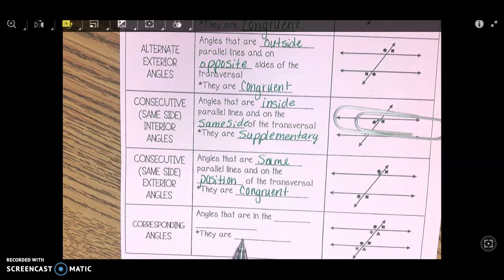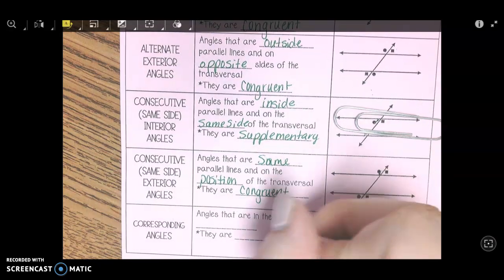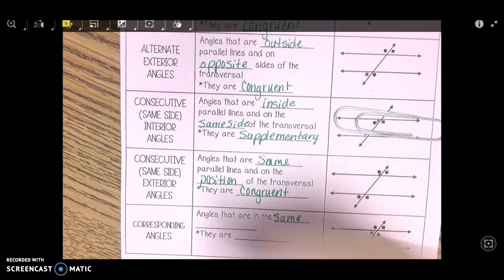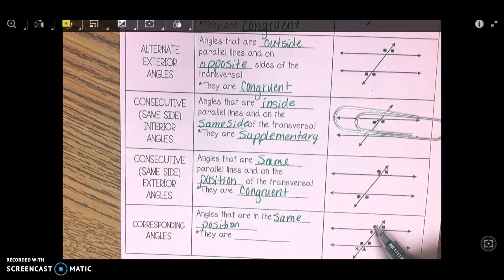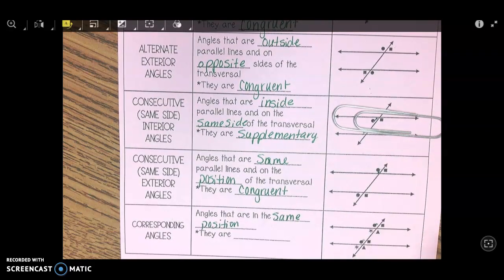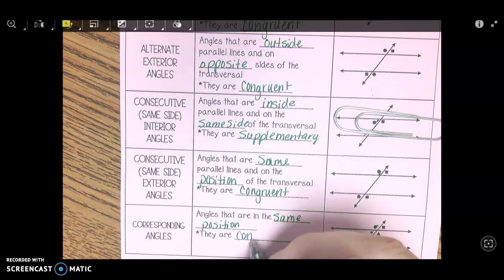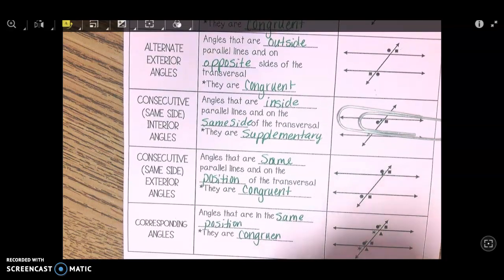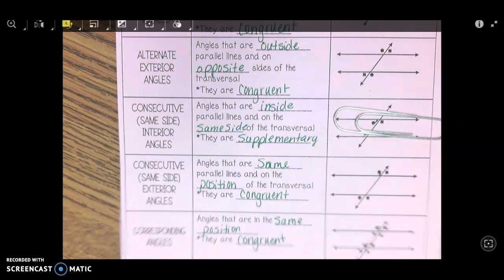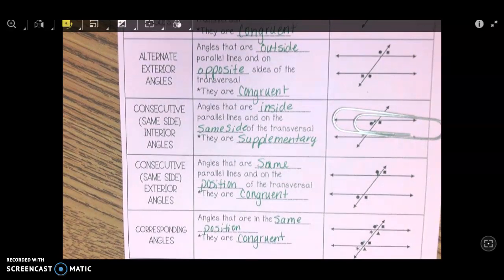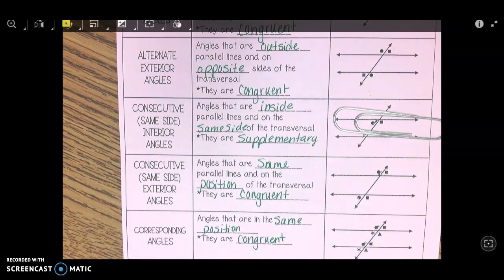Corresponding angles. These are angles that are in the same position. So this circle, and they are congruent. Yes, this is a review of some of the stuff you probably learned in 8th grade.